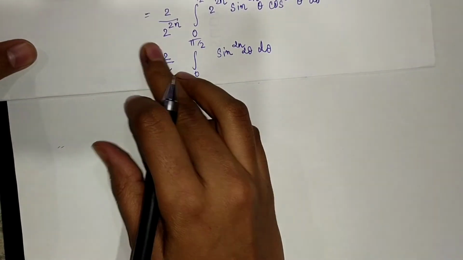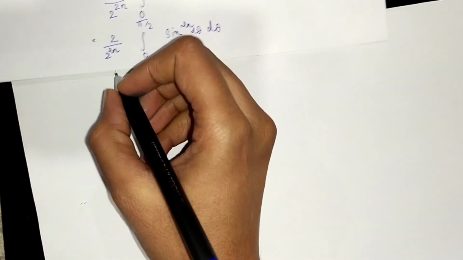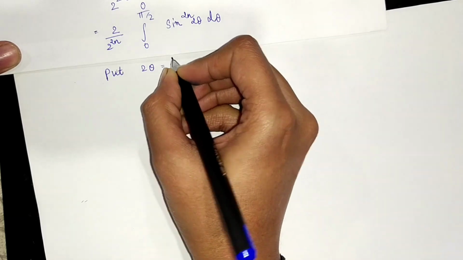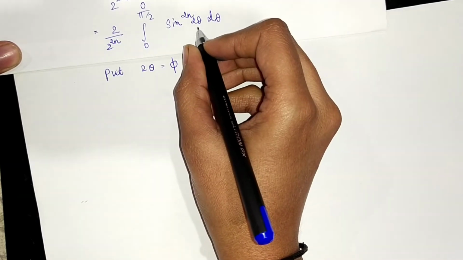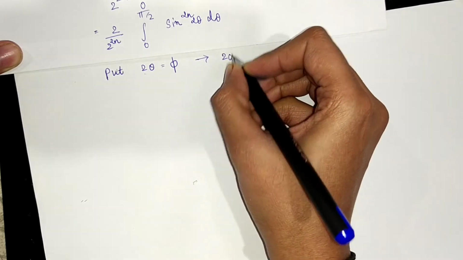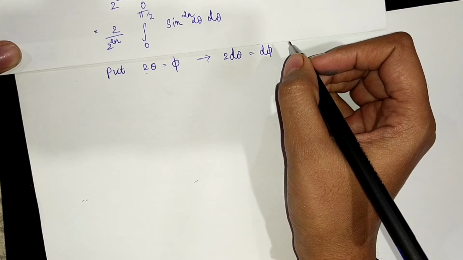So now in this equation, if we substitute 2 theta as phi, in place of 2 theta we will write phi. If we differentiate it, we get 2 d theta equal to d phi, and the limits will also be changed.